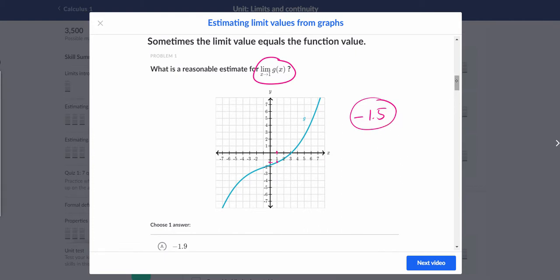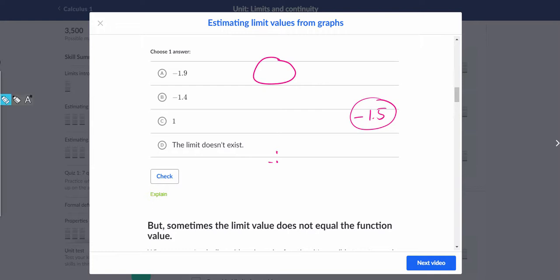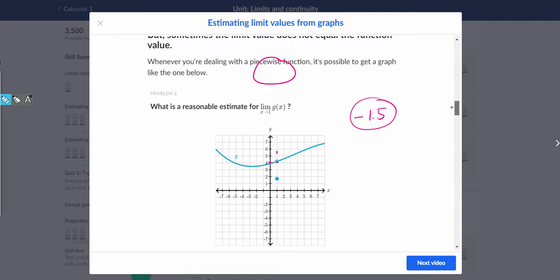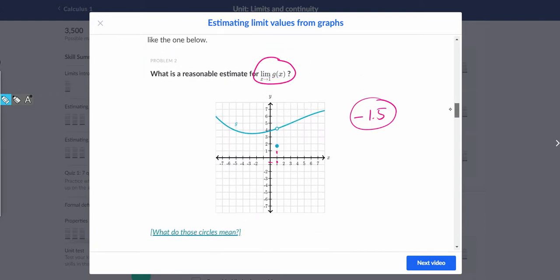Okay, so we have the options of negative 1.9, no, negative 1.4, yep, this is the closest number to negative 1.5, so we'll choose this one and check, and this is correct. So you just have to see the graph and check what the answer is at x equals 1. Now let's see this one.